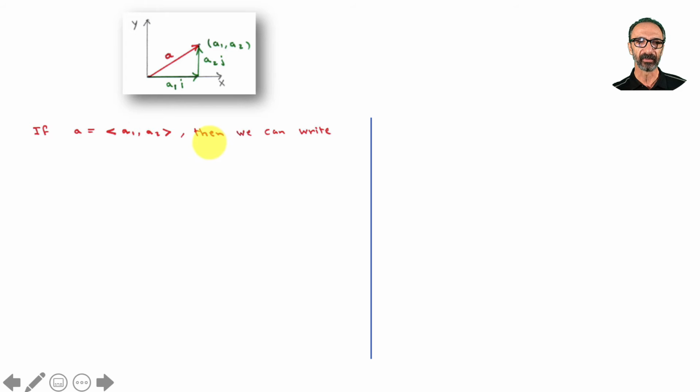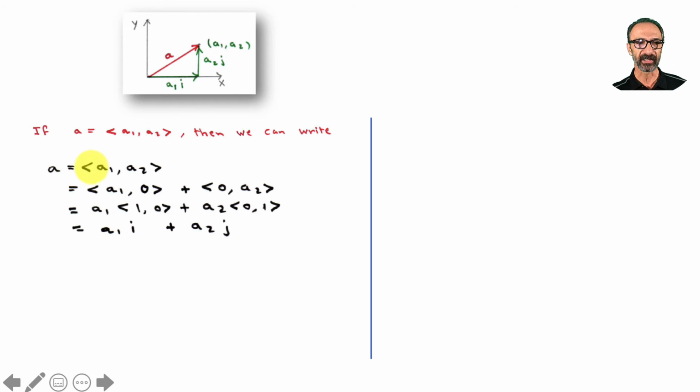If a equals (a1, a2), then we can write a, which is (a1, a2), as (a1, 0) and (0, a2). Interesting, right? And simple. But that's a1 times (1, 0), and that's a2 times (0, 1) from this side. That's a 0, of course. (1, 0) is a short way of calling it i. It's a unit in the positive x-axis. This is a unit in the positive y-axis. There's no x. That's called j. So it's a1 i plus a2 j. This and this are identical. Here it is in short.